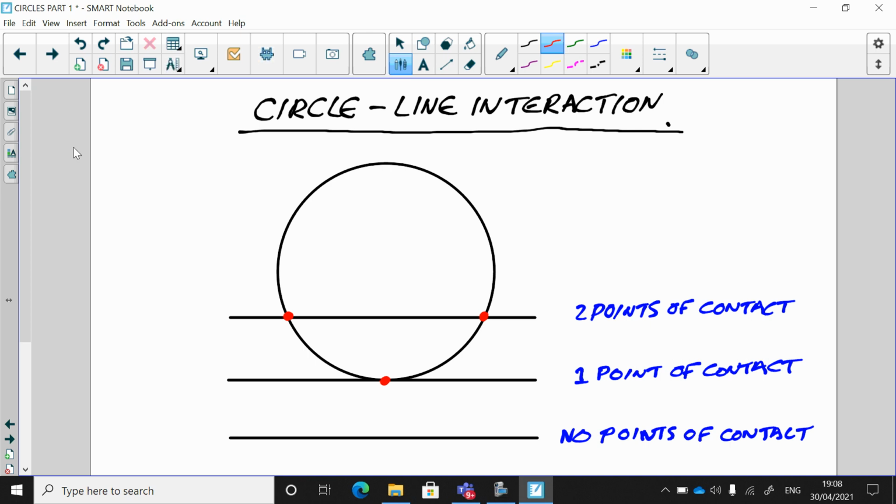Right, okay, so where are we going from here? I think you've actually seen this scenario before. About 2 points, 1 point, no points. Where have you seen this before?